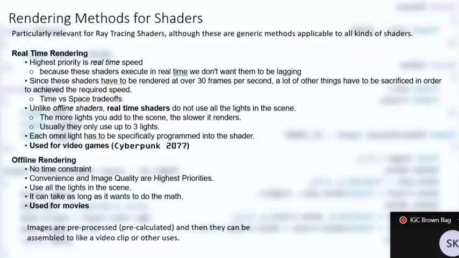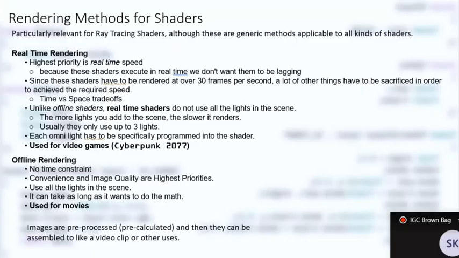Now we're gonna look at some rendering methods for shaders. These are particularly relevant for ray tracing shaders, although these are generic methods applicable to all kinds of shaders. We have real-time shaders. Their highest priority is real-time speed. Because these shaders execute in real time, we don't want them to be lagging. Since these shaders have to be rendered at over 30 frames per second, a lot of other things have to be sacrificed in order to achieve the required speed, which is an example of time versus space trade-offs.